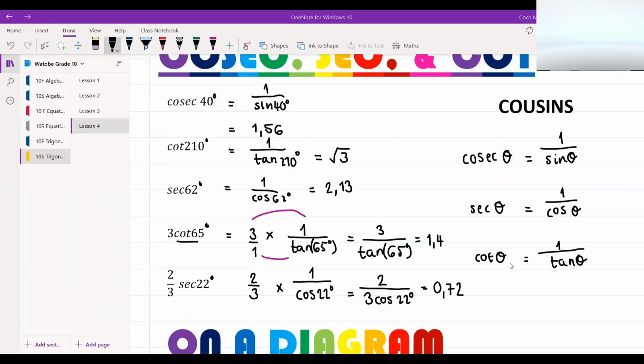Okay, so this is what we did on Monday. For those of you who are still confused about the cousins, they're not actually called cousins in trigonometry. They're called reciprocals. We just call them cousins so that we can remember who they are. They're not called cousins.